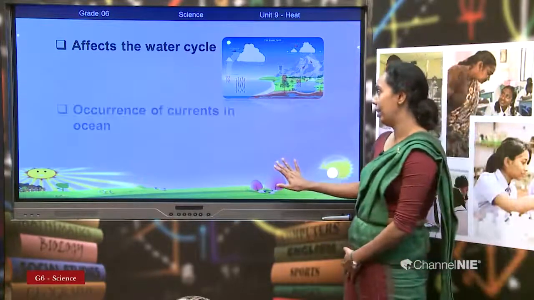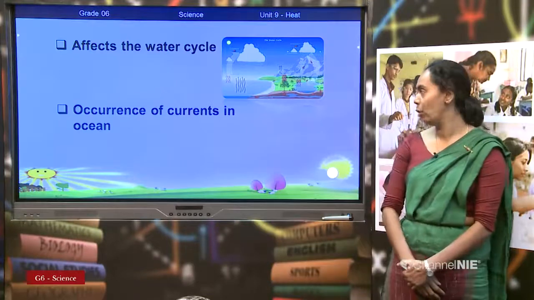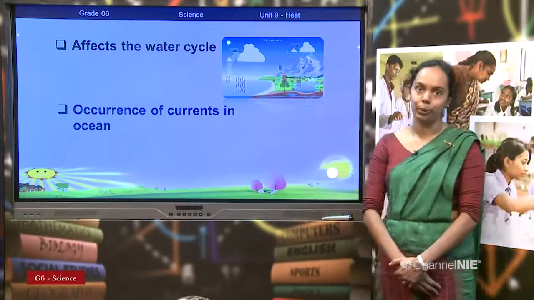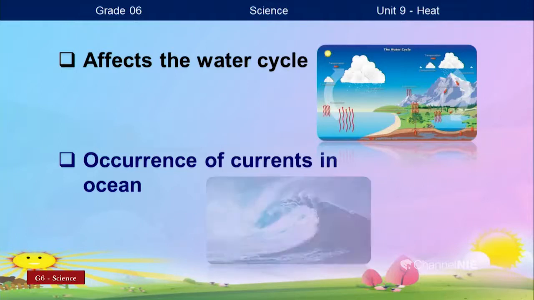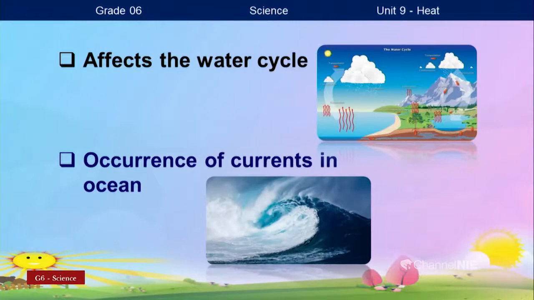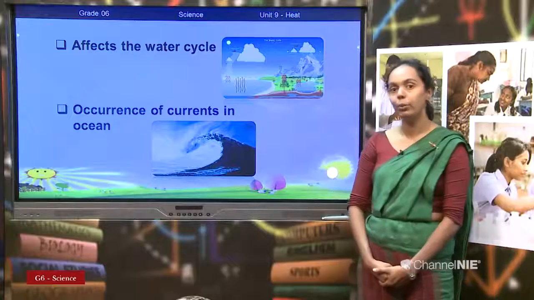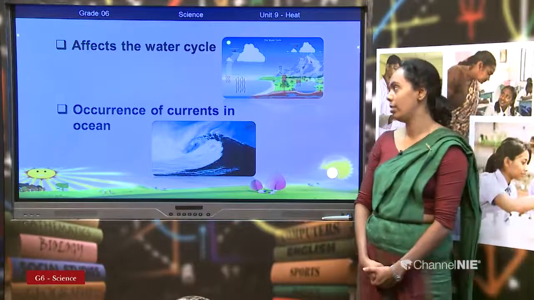Then we will see the occurrence of currents in oceans, which also happens due to the heat. How do these ocean currents occur? When the water present in the oceans near the equator is warmer than the water present in the oceans near the poles, the heated water flows toward the poles and the cold water flows toward the equator. Due to this flow, the ocean currents occur.